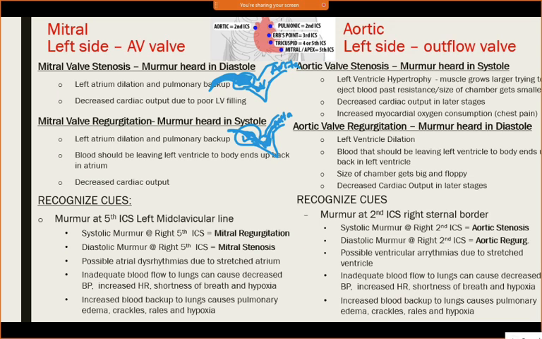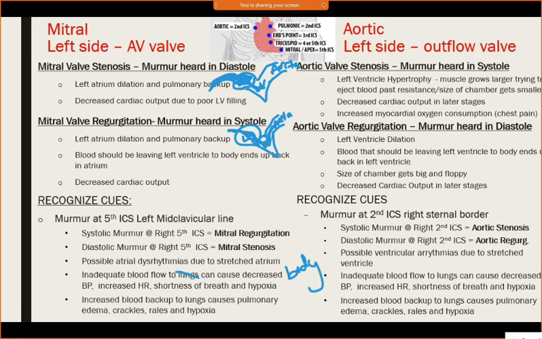We're hearing it in the fifth intercostal space, that's the mitral area, and both of them cause stretched atrium, so you get atrial dysrhythmias, increased blood backup to the lung. There is inadequate blood flow to the body. I'm just rereading this. Sorry, this is inadequate blood flow to the body.